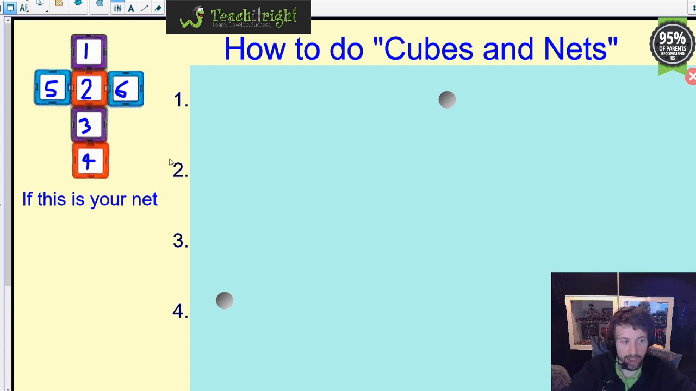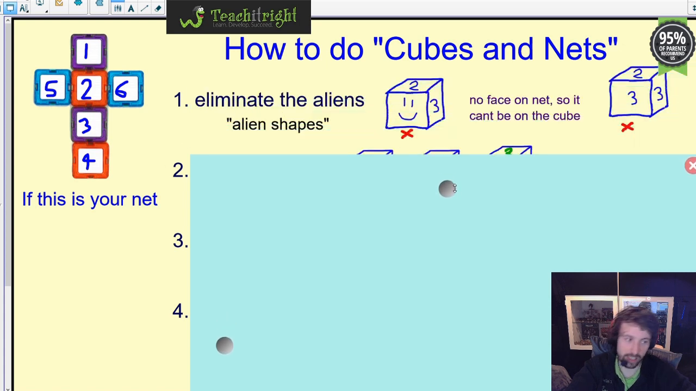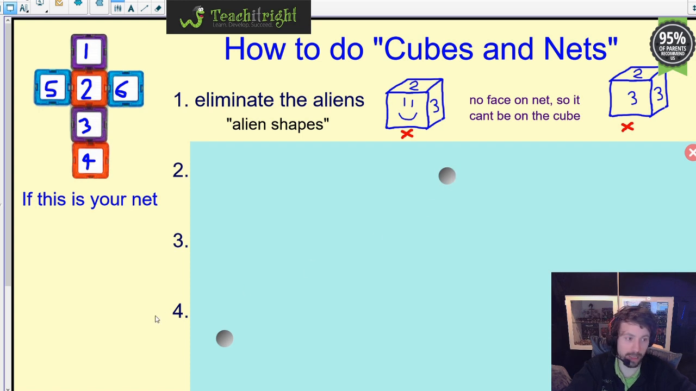Step 1 for how to identify an incorrect cube, or a cube we're going to eliminate, is to look for the alien shapes. Alien shapes are shapes that have a feature on them that cannot exist. So if I have a net and I fold up this net full of numbers, it is not possible for me to end up with a cube with a smiley face on it. That is an example of an alien shape. It's a shape that's appeared out of nowhere. It's an imposter. It can't be there.